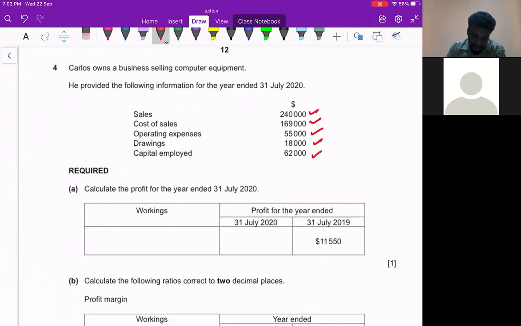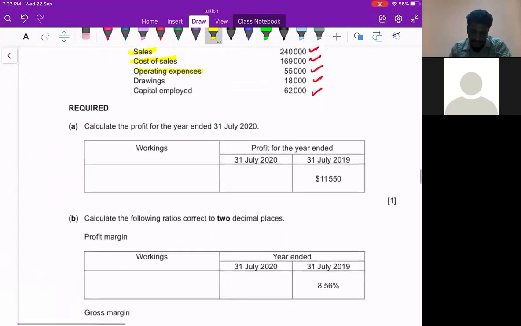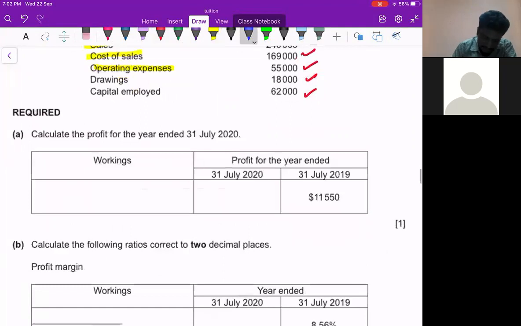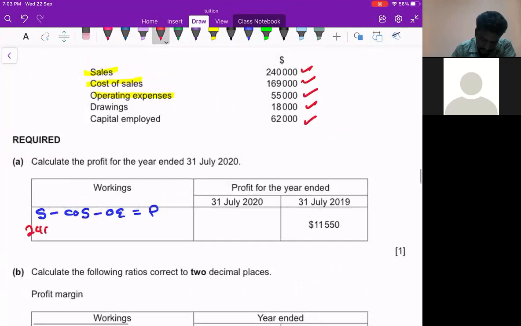Calculate the profit for the year ended 31st July 2020. They asked me to calculate the profit. So what is the formula to calculate the profit? I have sales, cost of sales, operating expenses. You take sales minus cost of sales minus operating expenses, we get a profit. So how much is my sales? 240,000 minus my cost of sales 169,000. I straight away minus with the operating expenses 55,000.